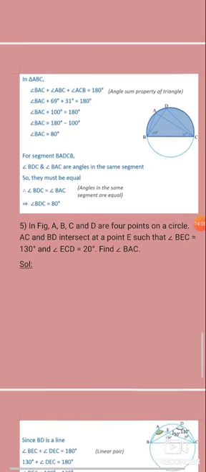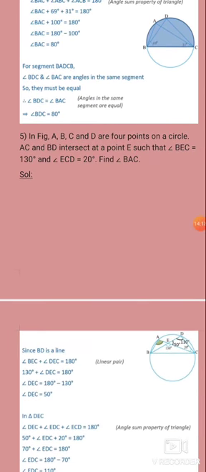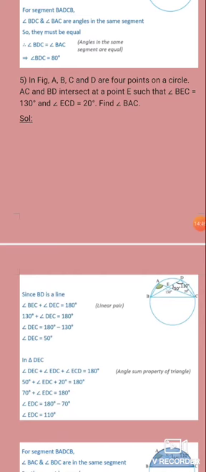Okay. Now the next one, listen carefully to this. In this figure, A, B, C and D are 4 points on a circle. AC and BD intersect each other at the point E such that angle BEC is 130 degrees and angle ECD is 20 degrees. Find angle BAC. Now listen, since BD is a line, so the angle is what? 180 degrees. Okay, straight line angle 180 degrees.